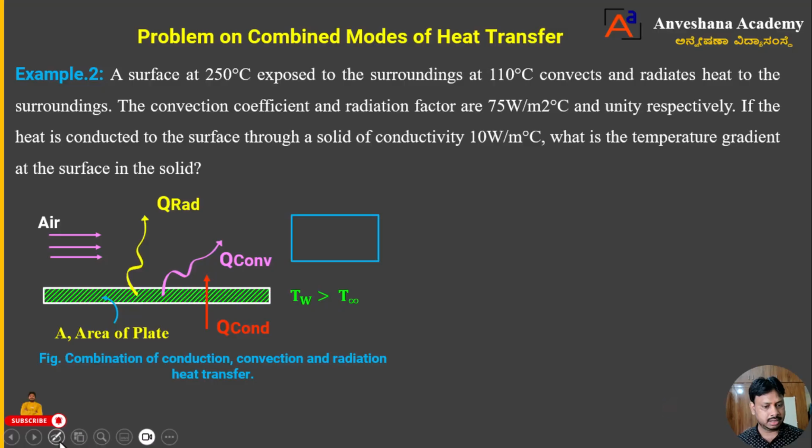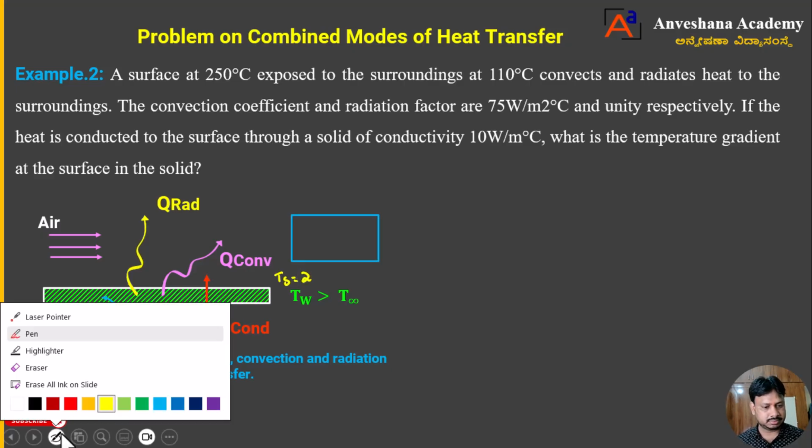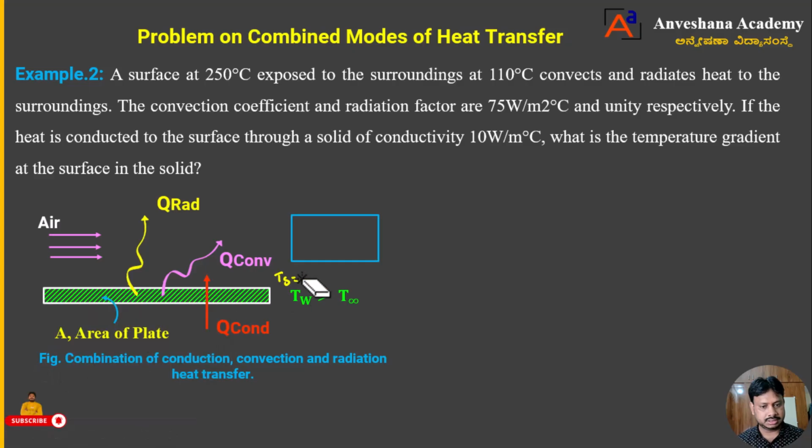I will mark the surface temperature here as Ts. First I will give the notation, then later I will list out the given data. Ts is given as 250 degrees Celsius, and that plate is exposed to the surrounding, which is nothing but ambient air. The ambient air temperature is 110 degrees Celsius, and I will mark it here as T infinity, dear students.